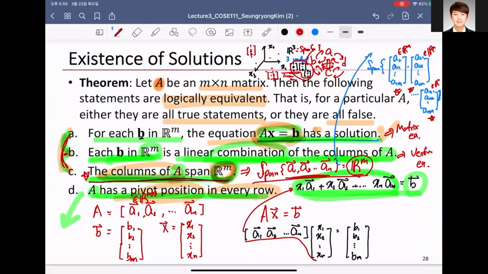Anyway, this statement means our span of n vectors is equal to our n space, then x equals that solution, where each vector b is a linear combination of vector a, or matrix A has a pivot position in every row. Okay, this is the example. This is the theorem. 이런 거예요, 그렇죠? 그 스팬 의미가 이런 거고, 그래서 이 스테이트먼트 세 개는 당연히 같은 얘기다라는 거예요.